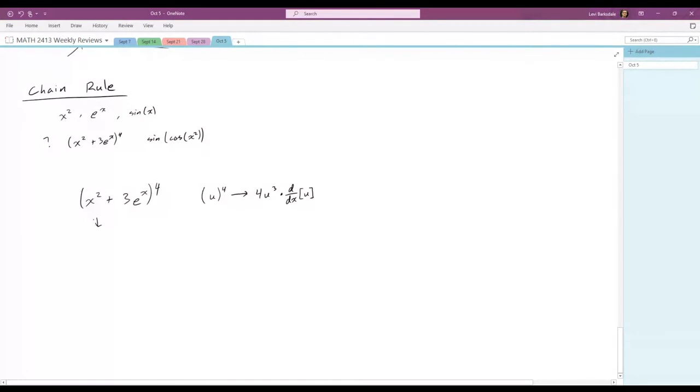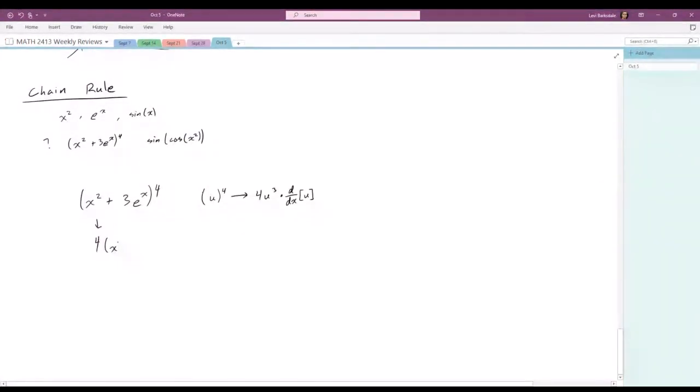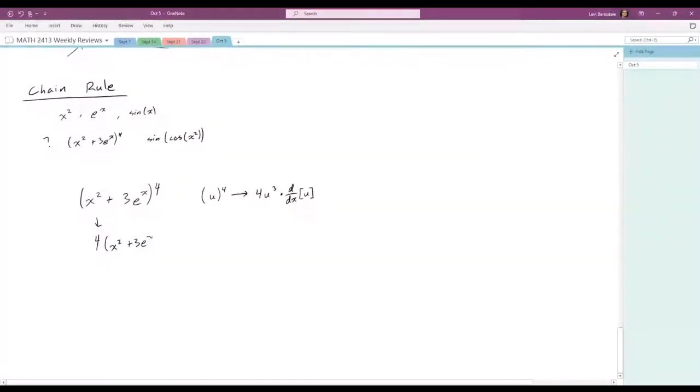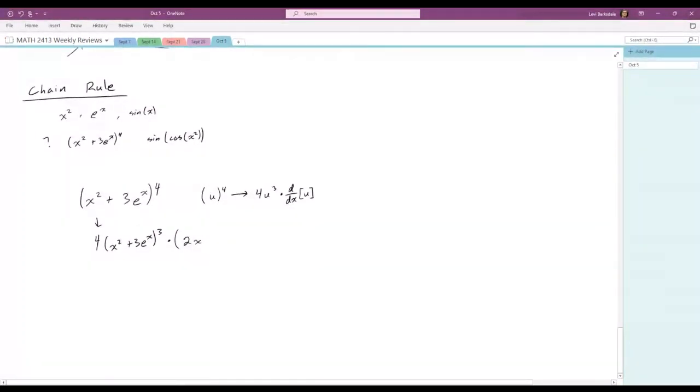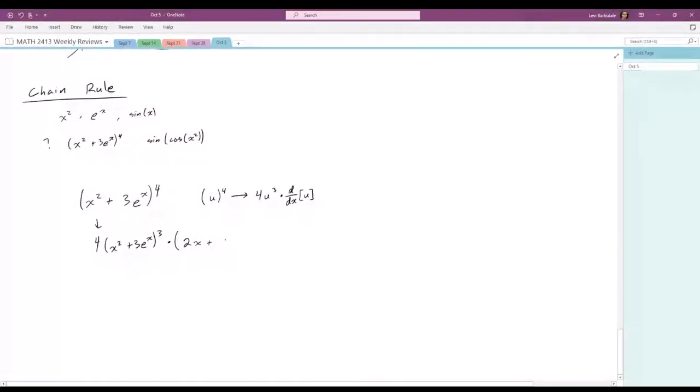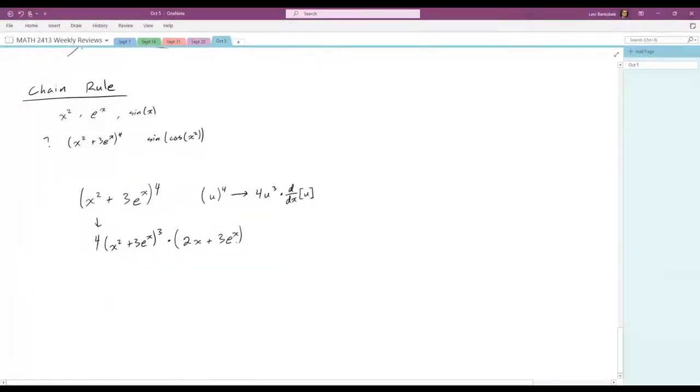A quick example: we work from the outside in. First, we'd multiply 4 times the inside to the third, using the power rule. And then we multiply by the derivative of x squared plus 3e to the x. The derivative of x squared is 2x. The derivative of 3e to the x is 3e to the x. And that's the chain rule.